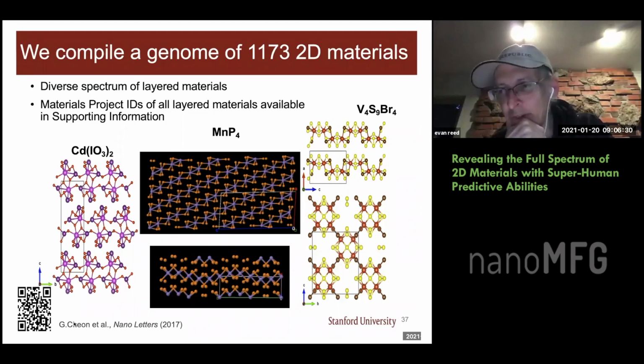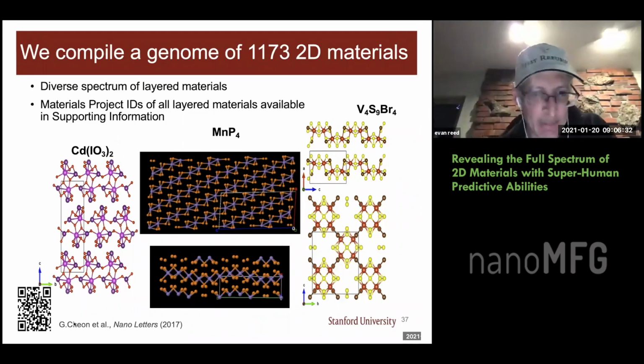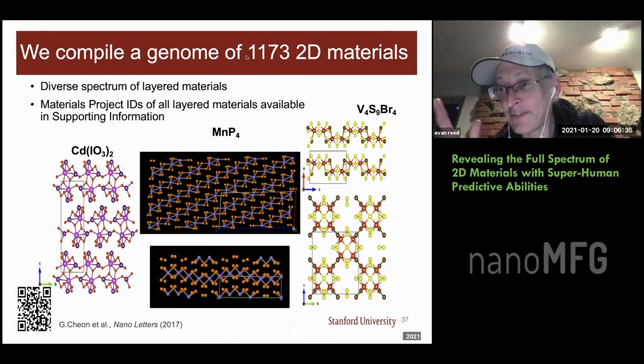And so the spectrum of the known 2D materials is really growing. At the time we published this paper, it was a little over 1,000. And if you want the latest database, go to our website. And I think there's a data link on there you can click on and download the latest version of this database that has almost 2,000 2D materials.